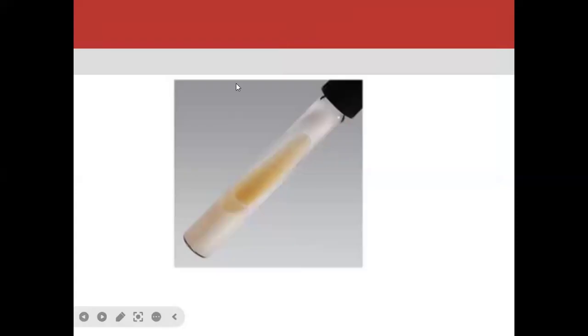And next, Loeffler serum slope. Serum is added for enriching the culture medium. This is helpful for isolation of Corynebacterium diphtheriae.